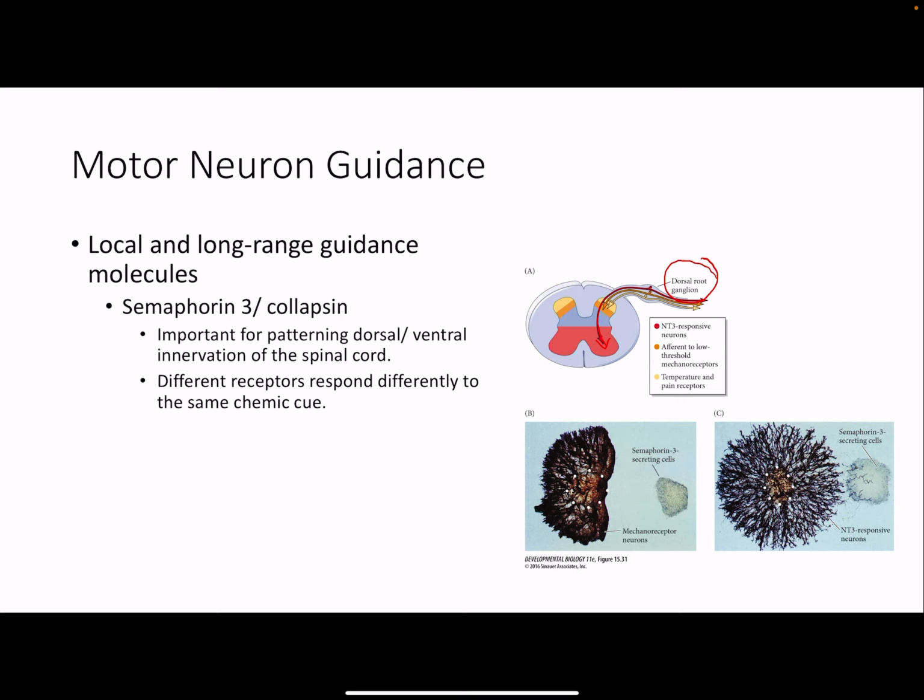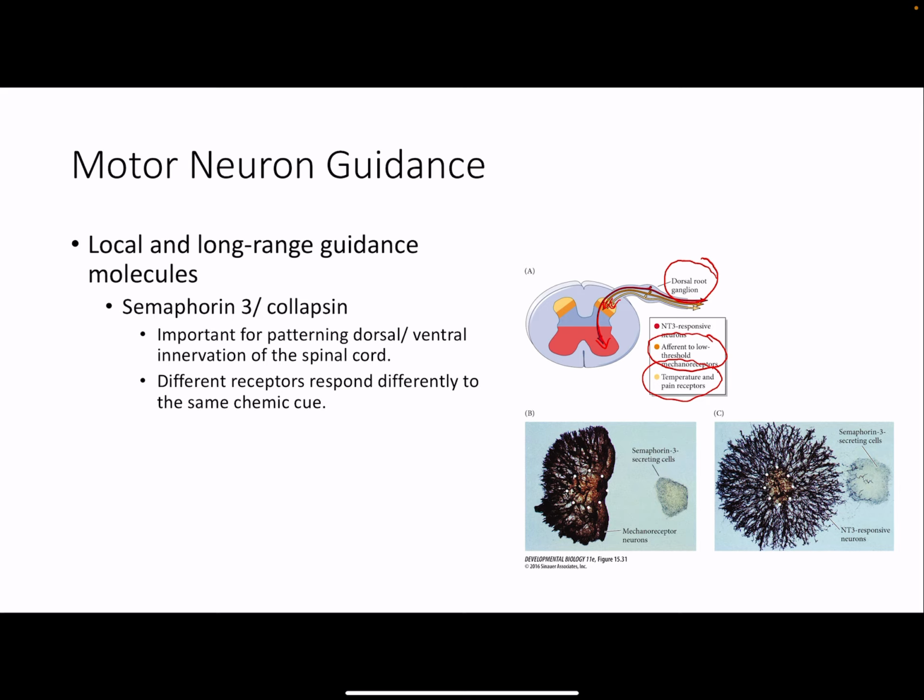You can also have those that have low threshold mechanoreceptors. They are not as attracted to semaphorin, and so they're going to stay more up here in this more dorsal horn of the spinal cord. And then temperature and pain receptors, they do not like semaphorin at all, so they end up staying as far away as possible up here at the top.